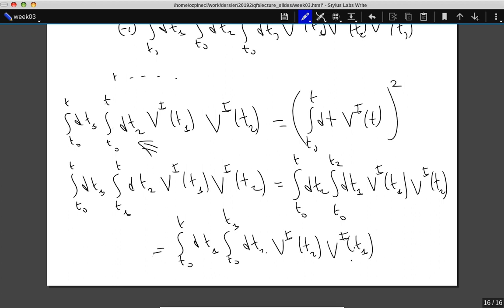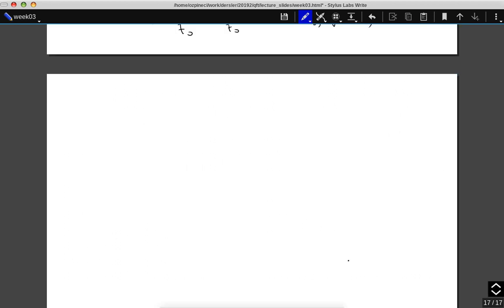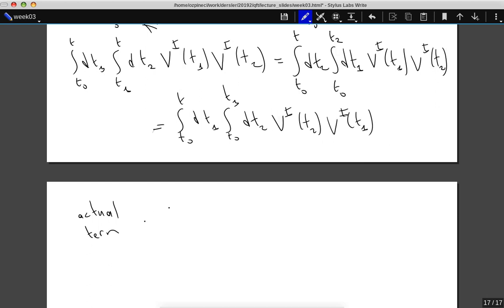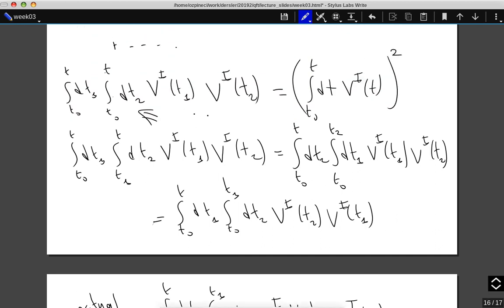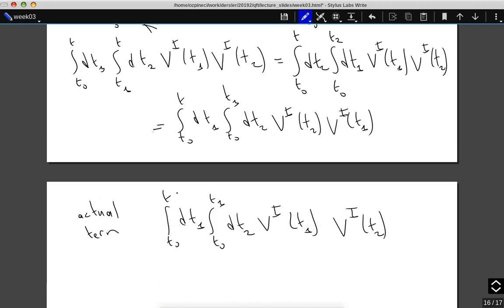Just the renaming, nothing else. Well, you see, remember, the actual term we have is this one: from t0 to t dt1, from t0 to t1 dt2, vi of t1, vi of t2. This is the actual term we have. The term, if it would turn out to be this simple expression, we want to add this one to this term.